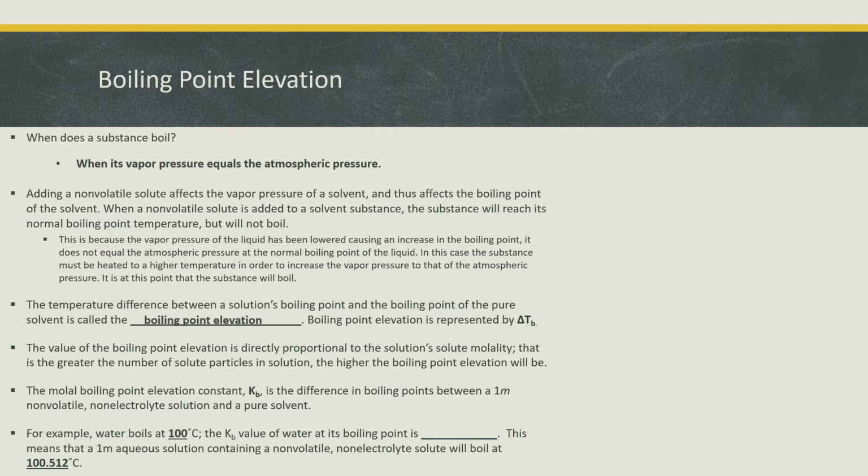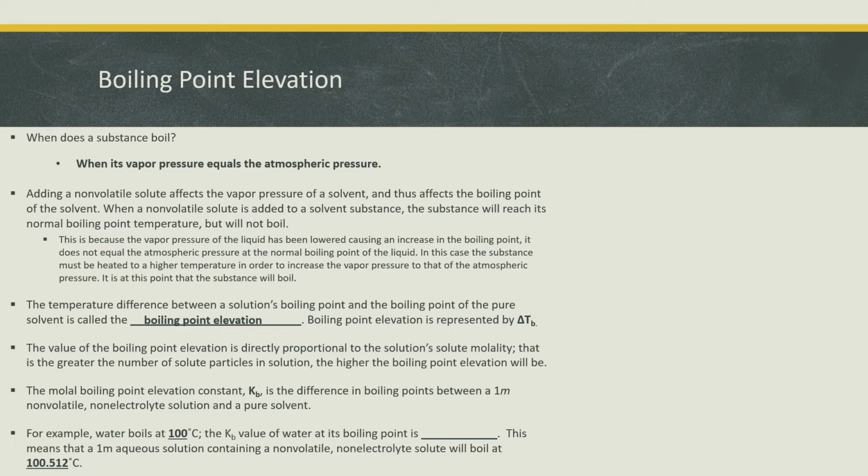Okay, the temperature difference between a solution's boiling point and the boiling point of a pure solvent is called the boiling point elevation. That's going to be represented by the variable delta T sub B. Now we're not going to do any math today, but that variable will come back into play here again. The boiling point elevation is directly proportional to the solute's molality. We're going to be using molality in these math equations because remember, molality has to deal with moles over kilograms of solvent. So we're going to be using that variable as we go through the math. The molar boiling point elevation constant is known as K sub B.